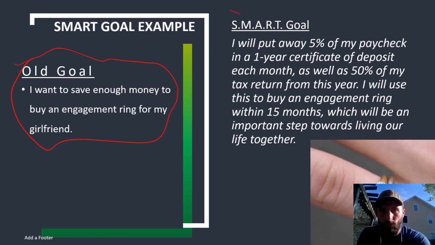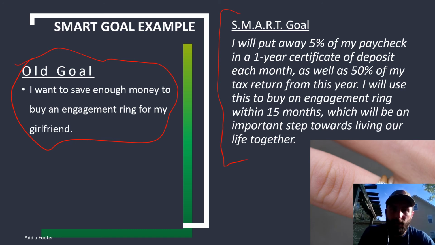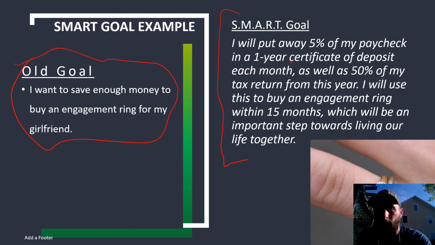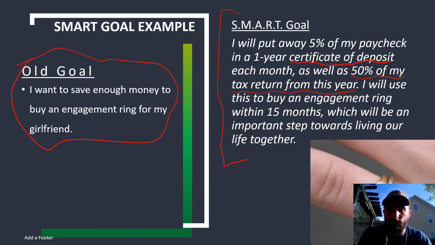So my SMART goal, you can see here, I updated that. As I said, I will put 5% of my paycheck away in a 1-year certificate of deposit account each month, as well as 50% of my tax return from this year. So I also took some of my tax return money. I will use this to buy an engagement ring within 15 months, which will be an important step towards our life, towards living our life together. So again, you can see here my time constraint, as well as the fact that this is relevant to my life.